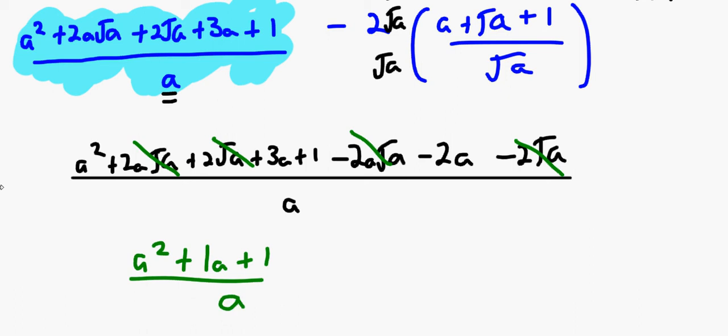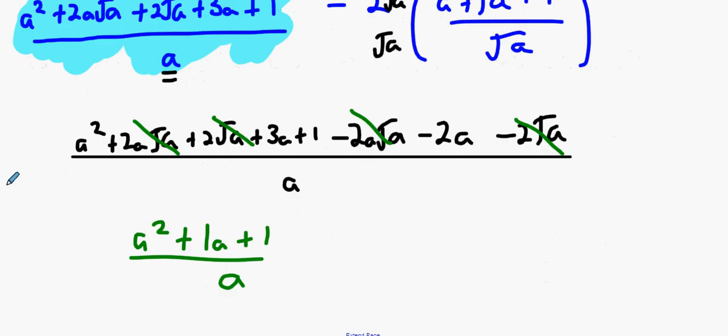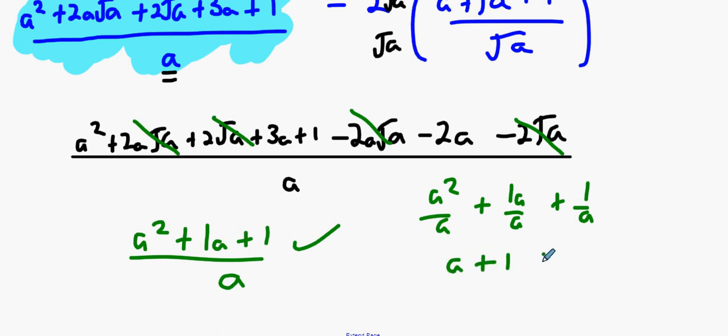Is that what they want from me? Yeah, done. Is that the answer in the back? Dividing by A, is it? Alright, so that is the answer, but you can express it differently. You can express it as A squared over A plus 1A over A plus 1 over A, which will turn out to be A plus 1 plus 1 over A. Is that it? Yeah. Both answers are the same. Both of them are interchangeable.